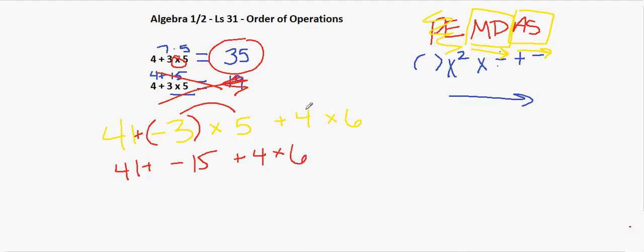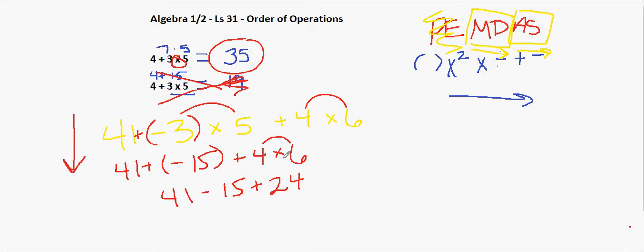Now we have that multiplication. 4 times 6 is 24. I did that before I did any of this because multiply comes first, and I try to get all the multiply signs gone, and then I start doing this. This is good work. I'm working my way down the page. I'm following PEMDAS, and I'm making all the multiplies or divides disappear before I operate addition or subtraction.